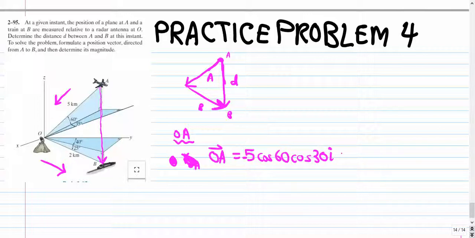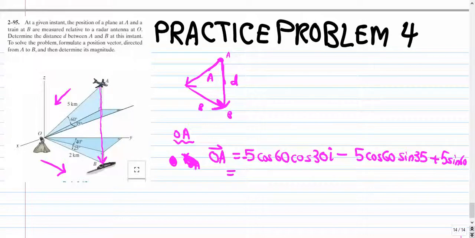For its component along the y-axis, we can see that this component is going to be 5 multiplied by cos of 60 times sine of 35. And this component is also directed towards the negative y direction, so there is going to be a negative sign. And lastly, we have the component along the z-axis, and that one is simply going to be plus 5 sine of 60. So this is the Cartesian form of our first vector OA.